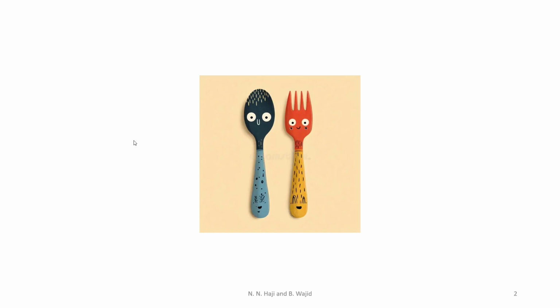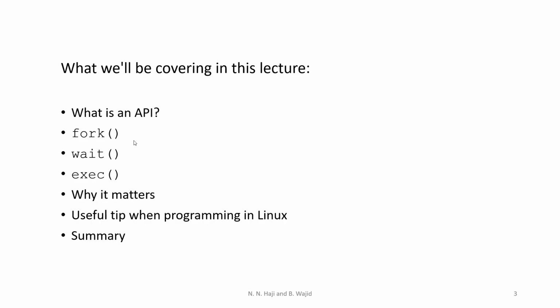Now, you have a spoon and you have a fork. In this lecture, we'll be covering what is an API. That's a small revision from the earlier lecture. What are the three fundamental system calls: the fork, the wait, and the execute? Why do they matter?